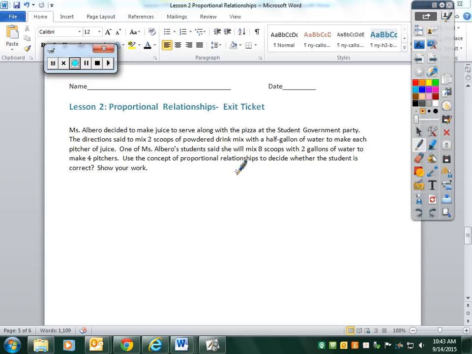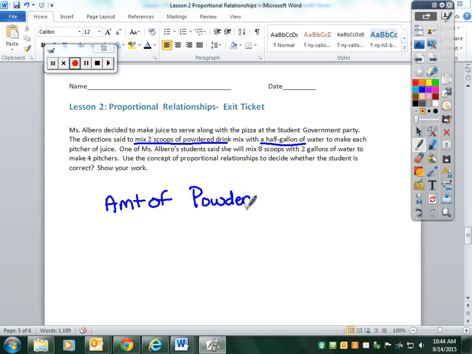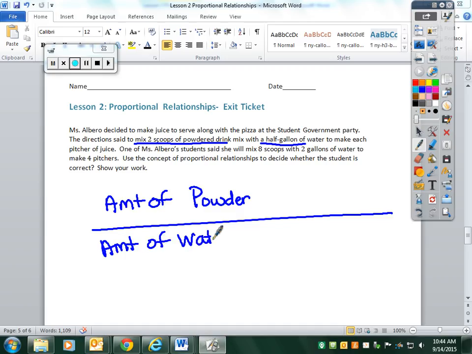So first thing we notice is that we have 2 scoops of powdered drink mix with half a gallon of water, and each one of those will make 1 pitcher of juice. So the easiest thing to do here is to set up a table where I would say the amount of powder and the amount of water. Now at this point right here, we could put the powder drink on the top or the amount of water on the top. Either case is okay.